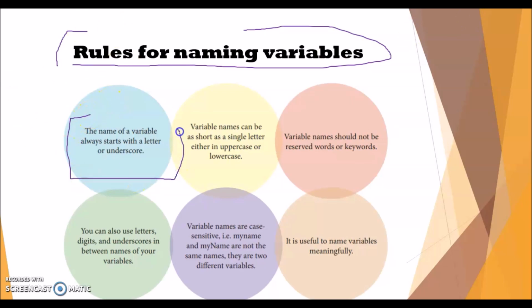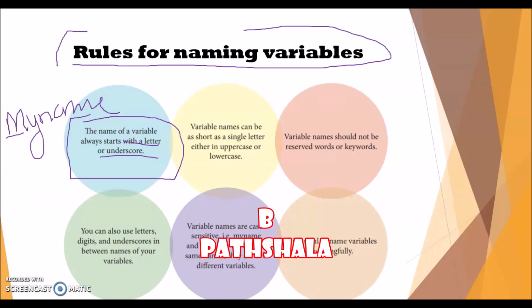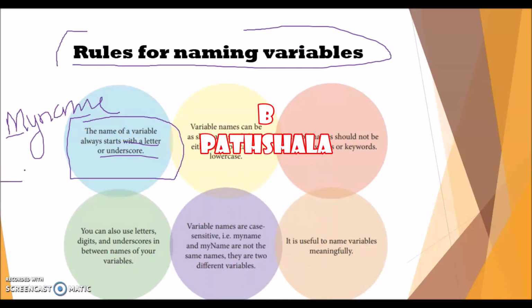See, the first rule is that the name of a variable always starts with a letter or underscore. For example, it says starts with a letter. We can use any variable, like suppose I am using my name. This is a variable because it starts with a letter, or it can start with an underscore, like underscore.